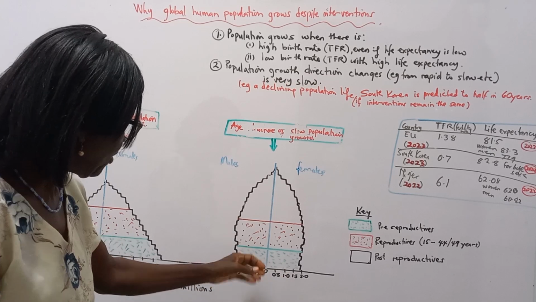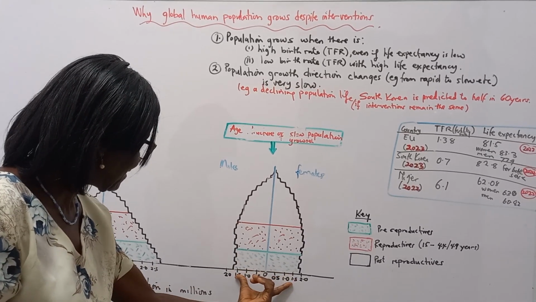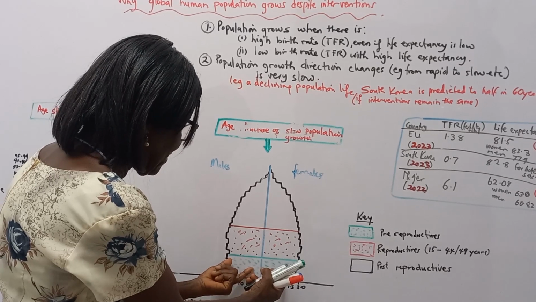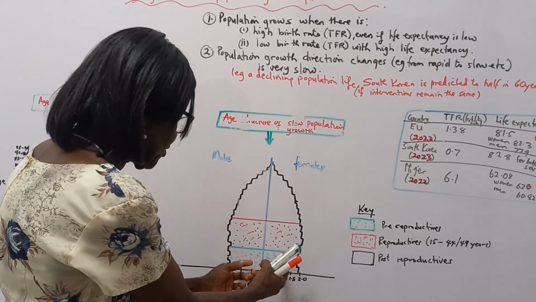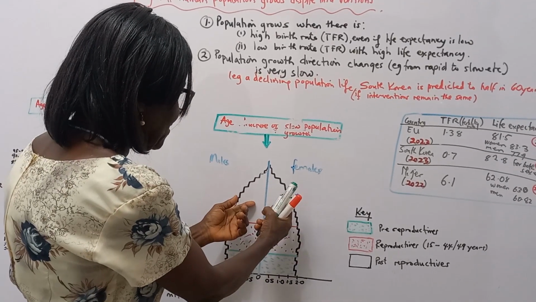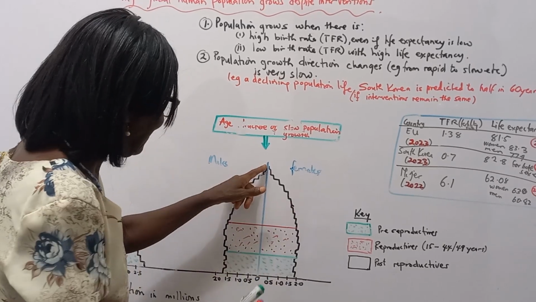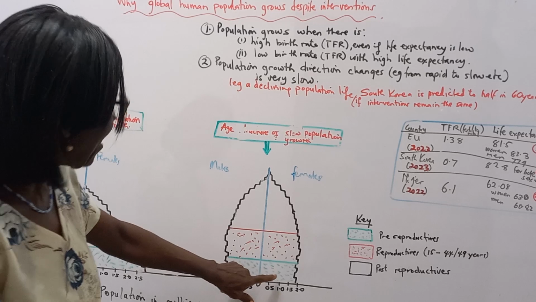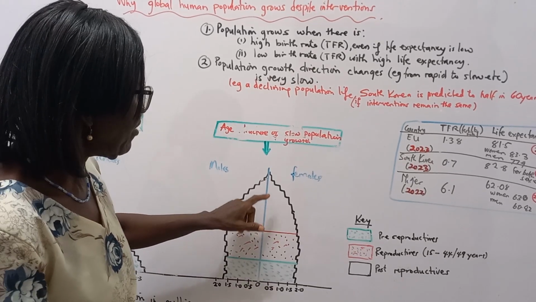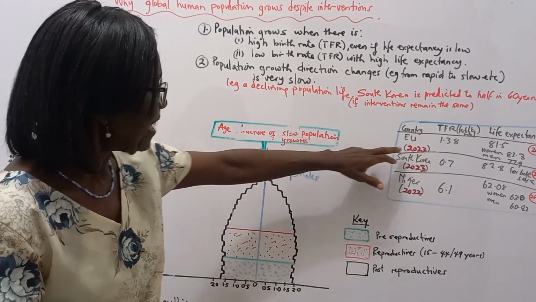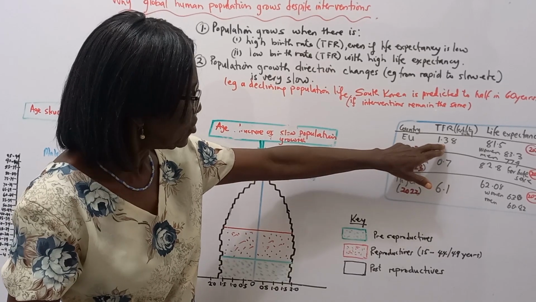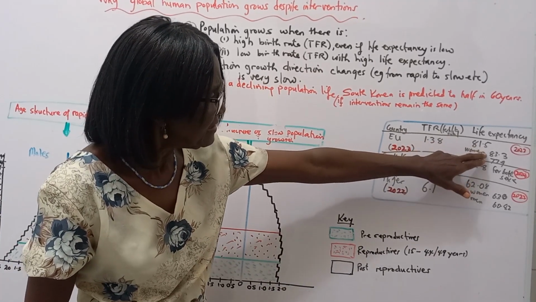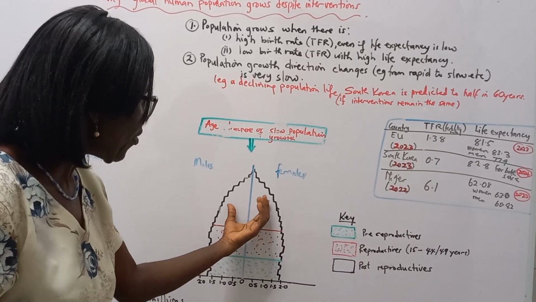Now the population also grows even if there's a low birth rate and high life expectancy. Like you have here, you have low birth rates; look at the numbers, low reproductives, low pre-reproductives, and so the birth rate is not high, yet post-reproductives are plenty and life expectancy is high. And so this, even though it has a low birth rate, will have a growing population. Like the EU, we have a total fertility rate of 1.38, high life expectancy, and the population is growing.